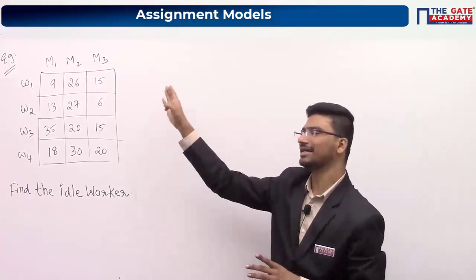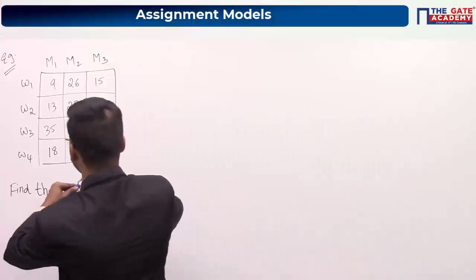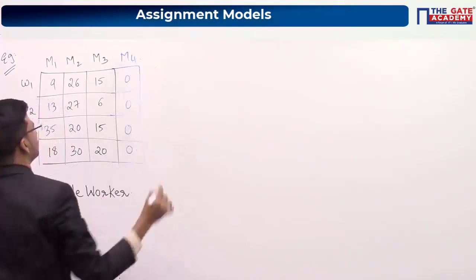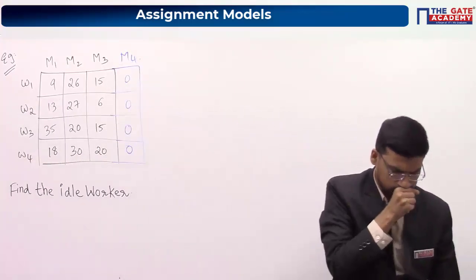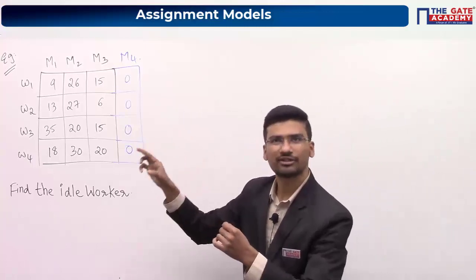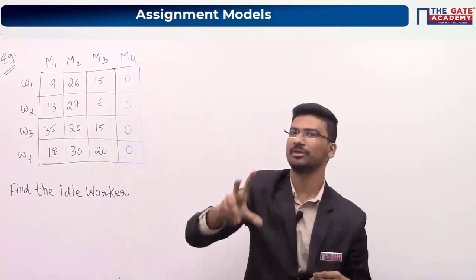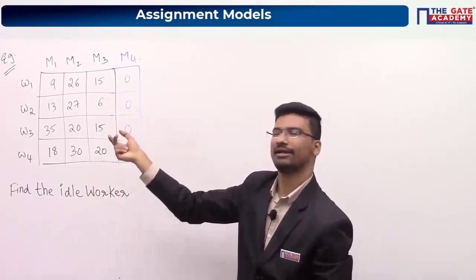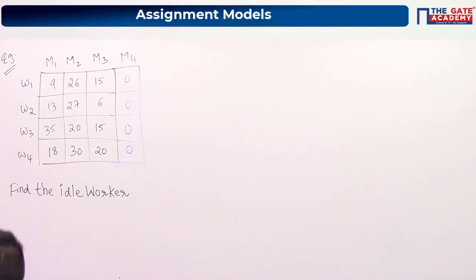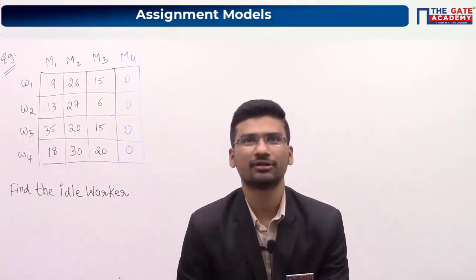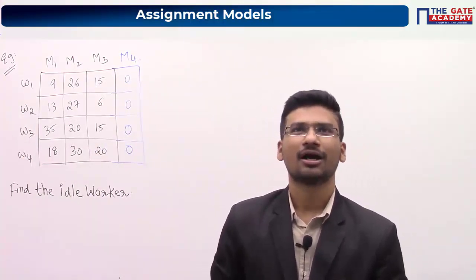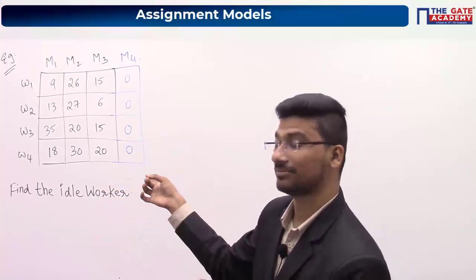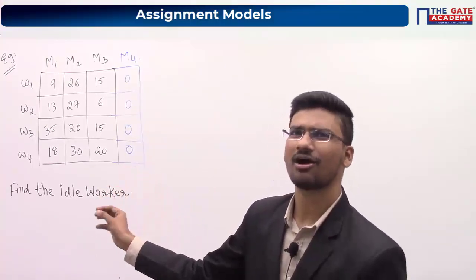Now solve this one. Add a dummy machine, machine 4, with costs 0, 0, 0 and 0. The worker whom you assign to this particular dummy machine will be your dummy worker, right? So solve this one: row reduction, column reduction, find out the assignment. W4, very good, Anurag. Anshu, you found the total assignment cost, but I am not asking for the total assignment cost, I am asking you to find out the idle worker or dummy worker.